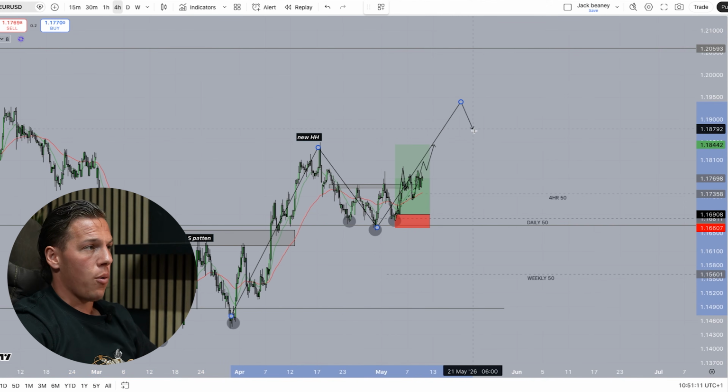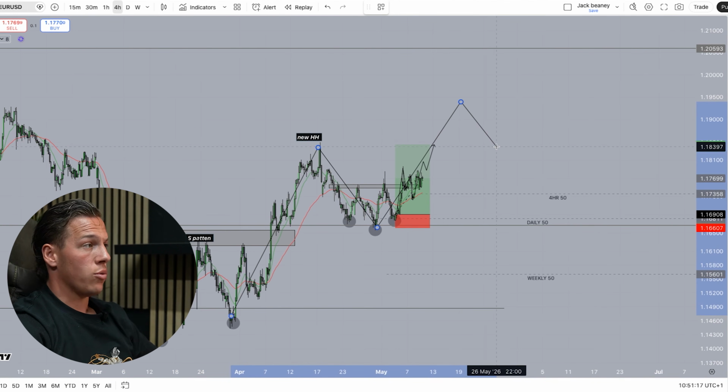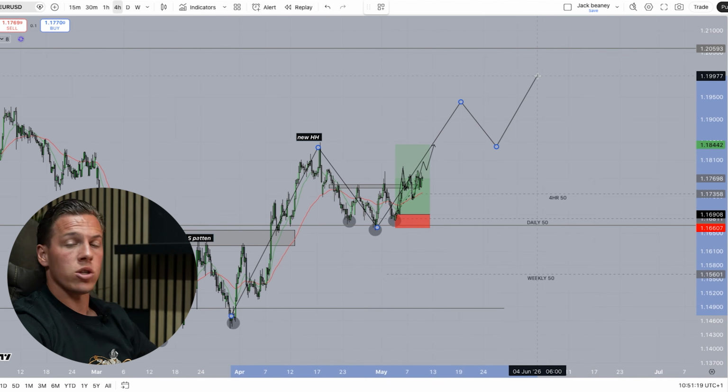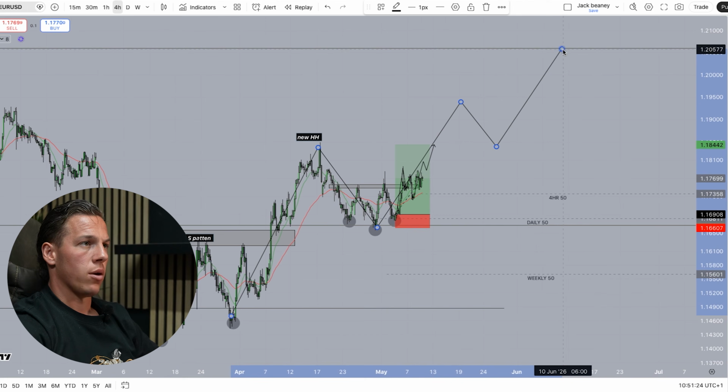Then we would get another pullback, probably into the previous high. Very simple. You've seen this before on plenty of other charts, and you will see it on all your charts all the time. It's just knowing when to catch the right push. It's then going to push right up to that as a resistance zone. So we don't need to catch a trade that big because we're already in 150 pips, yeah?